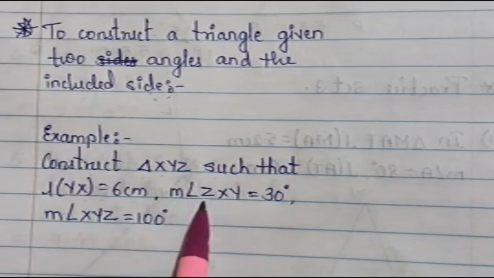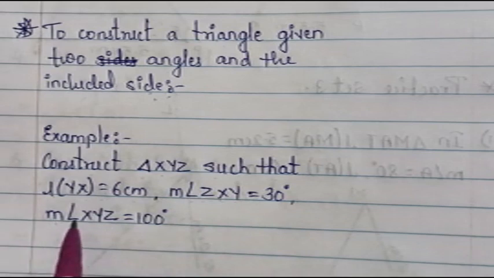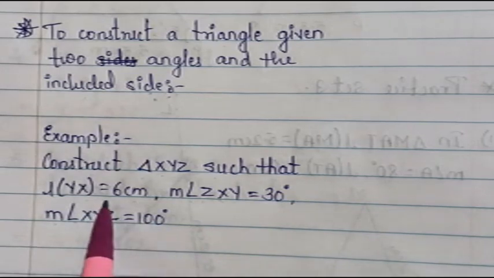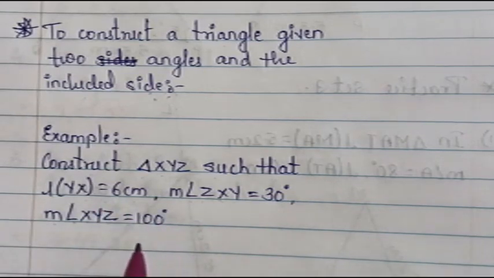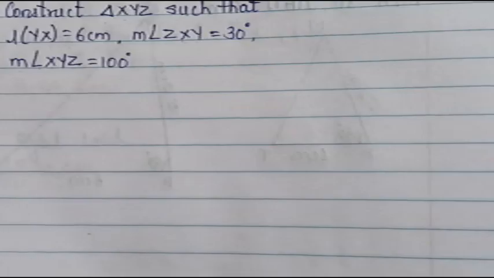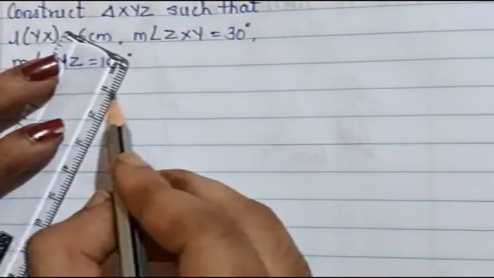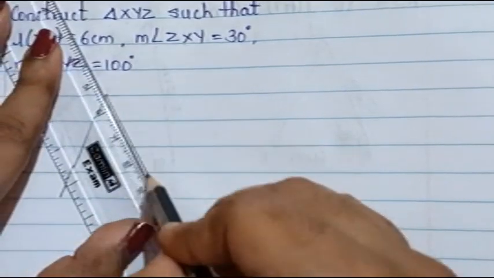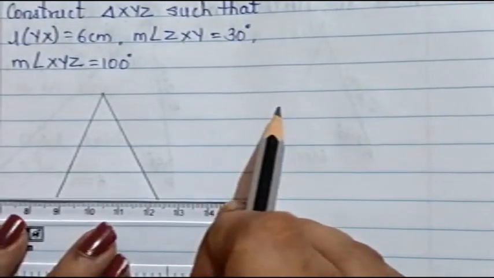Measure of angle ZXY is equal to 30 degree and measure of angle XYZ is equal to 100 degree. So both angles are given, measure of angles are given, and only 1 side is given. And with this help we are going to construct the triangle. Now let us see how to construct the triangle. Now students, the very first thing we will do is draw first a rough figure. Okay, I will draw a rough figure. For rough figure I will draw only similar triangles, not different triangles.